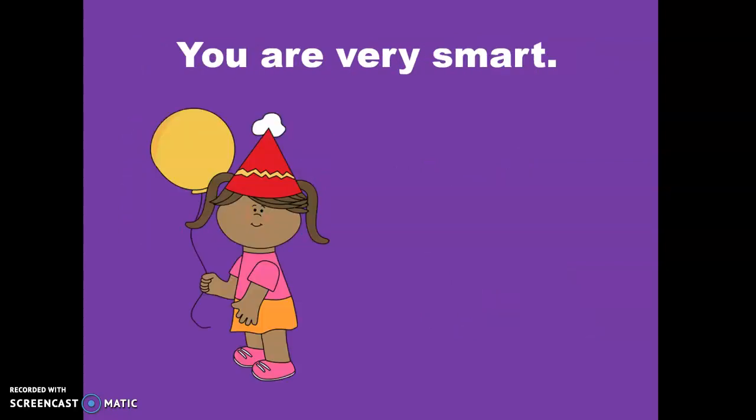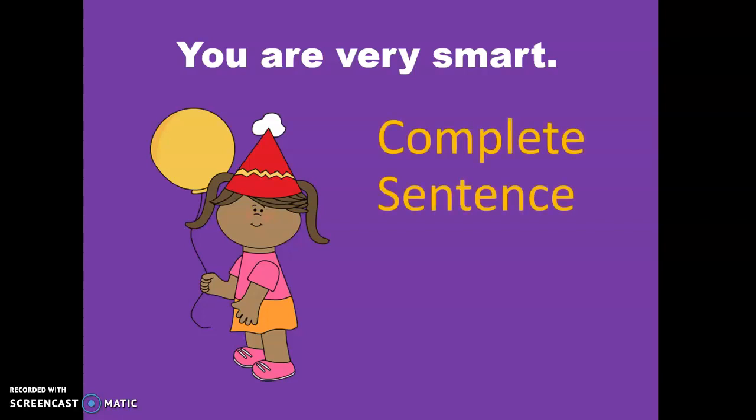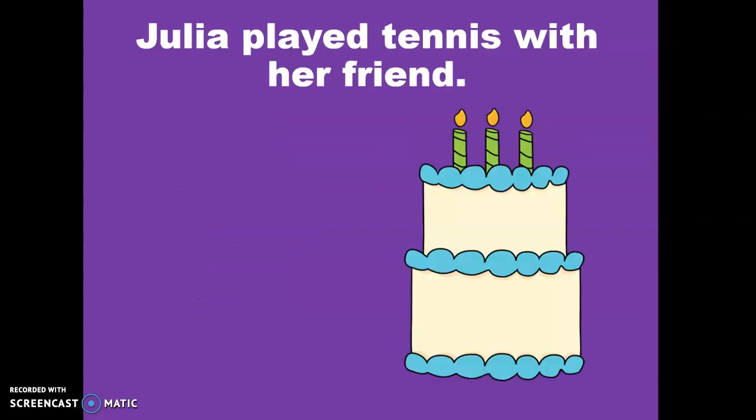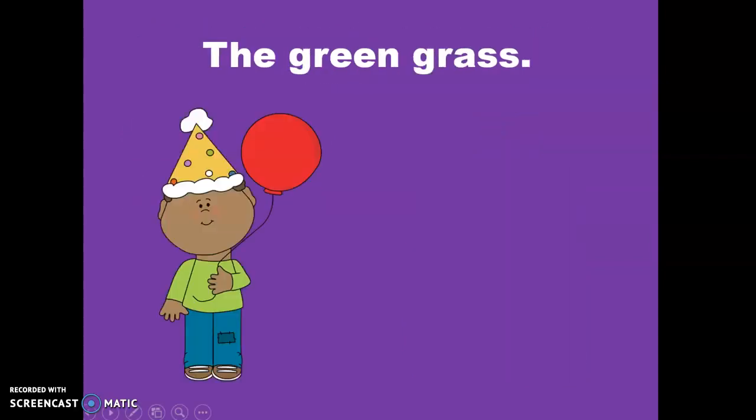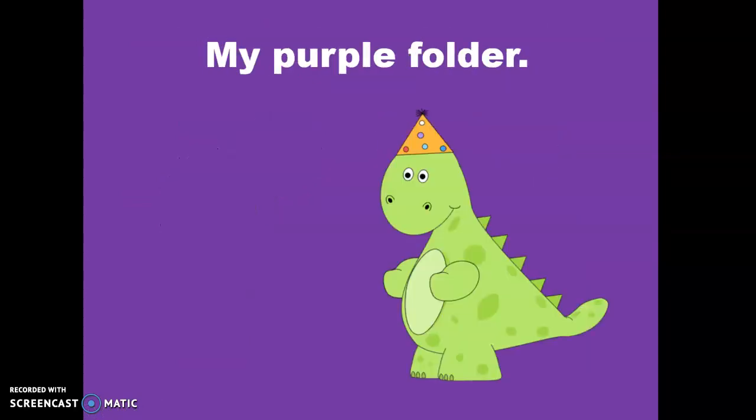You're very smart. This is a complete sentence. Julia played tennis with her friend. This is a complete sentence also. The green grass. This is a fragment. My purple folder. That's a fragment also.